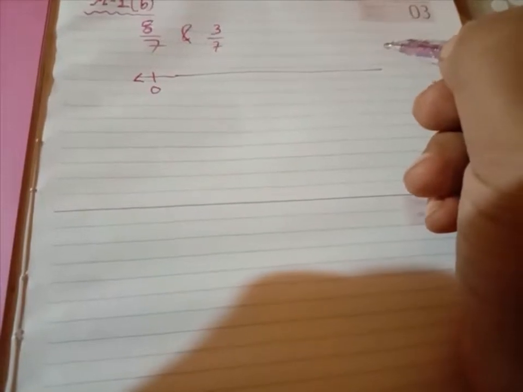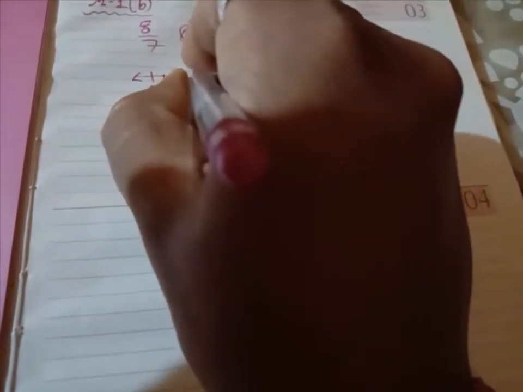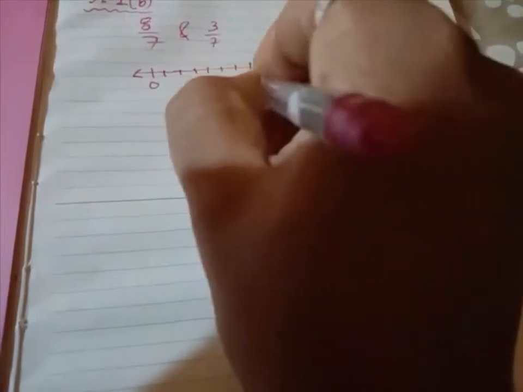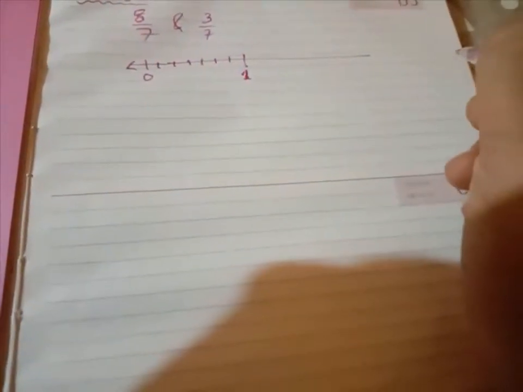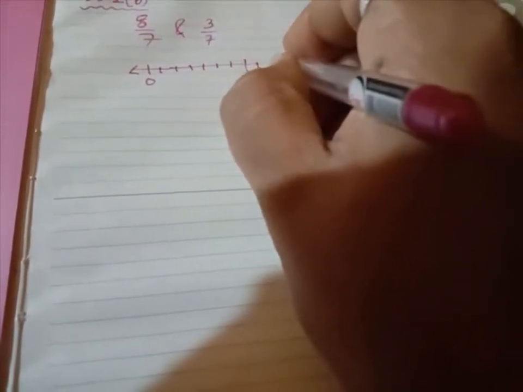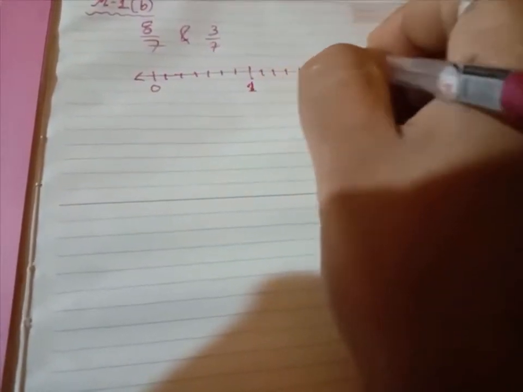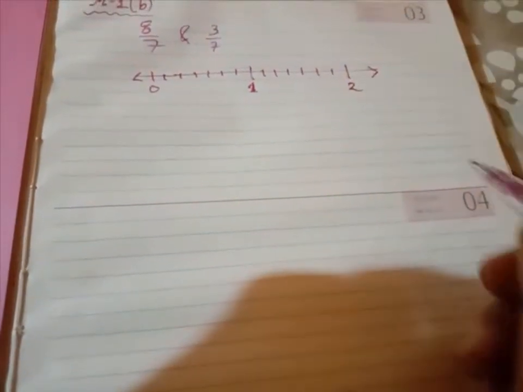So module number 1, number B, the fractions that we need to compare are 8 by 7 and 3 by 7. So first of all, we will draw a number line and divide the space between 0 and 1 into 7 equal parts. 1, 2, 3, 4, 5, 6, 7. So this is position 1. And again from 1 to 2 we will divide into 7 equal parts. And this will be position of the number 2.